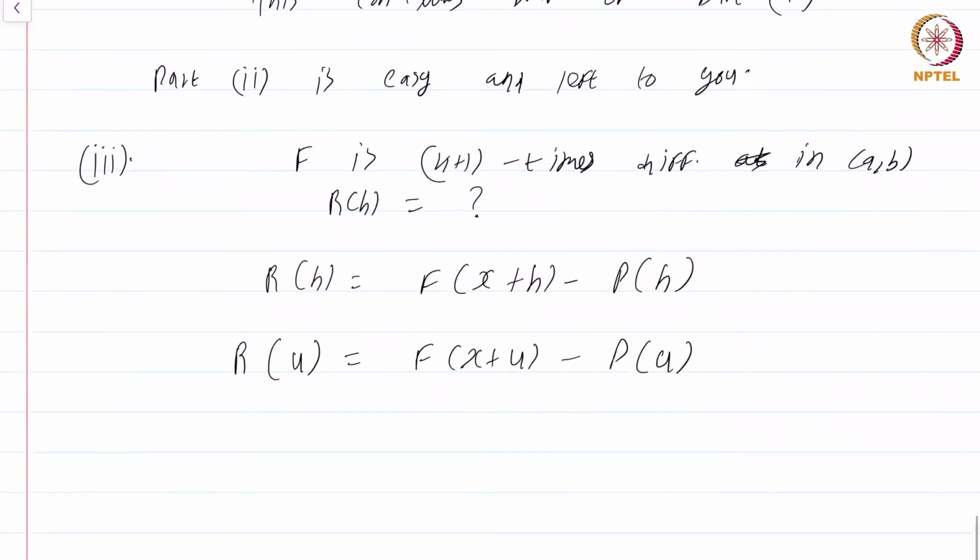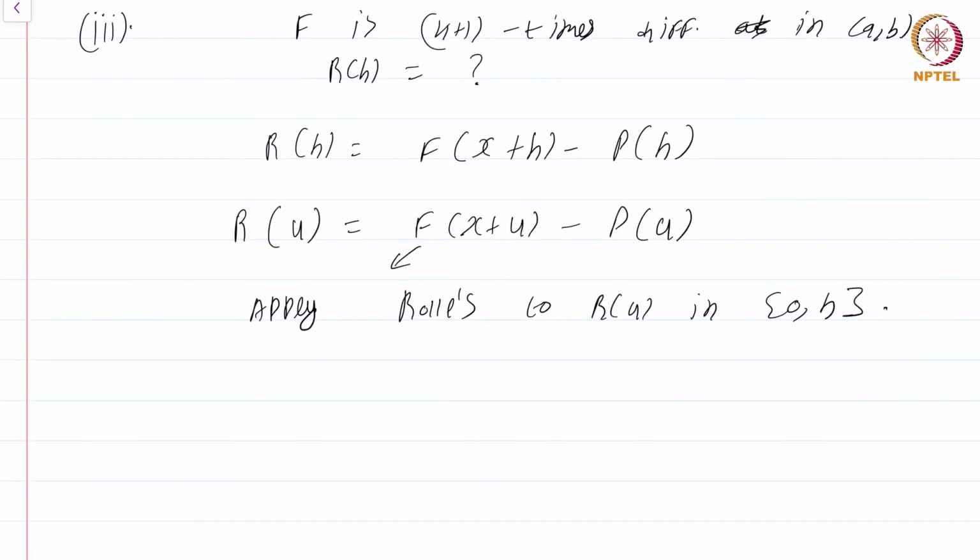Okay. Now, what I plan to do is look at f of x plus u minus p of u. I want to apply Rolle's theorem to R of u in [0, h]. I want to apply Rolle's theorem to R of u in [0, h]. But can I apply Rolle's theorem to R of u in [0, h]? No. So even though R of 0 is 0, we don't know whether R of h is 0. Is this 0? Well, that's not clear.